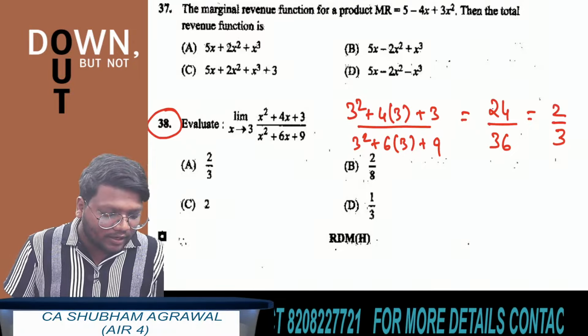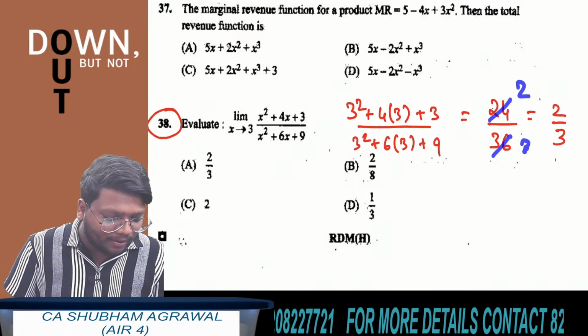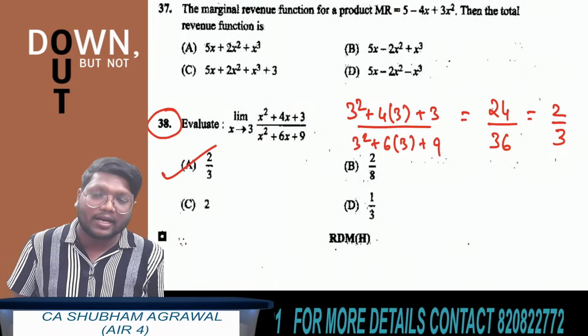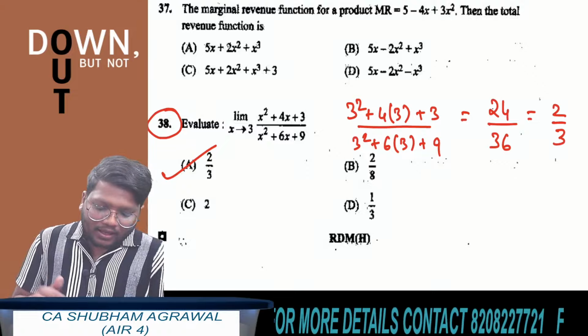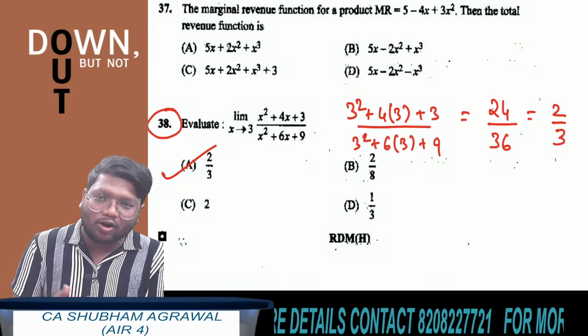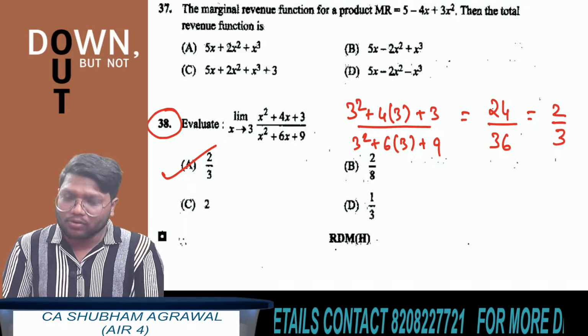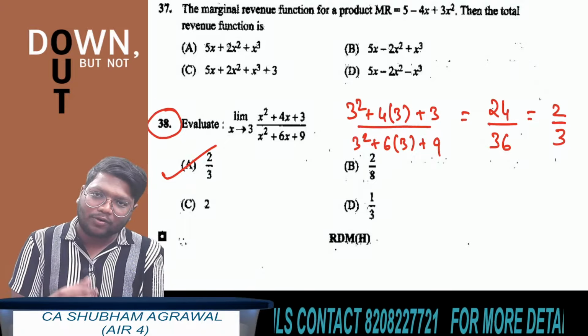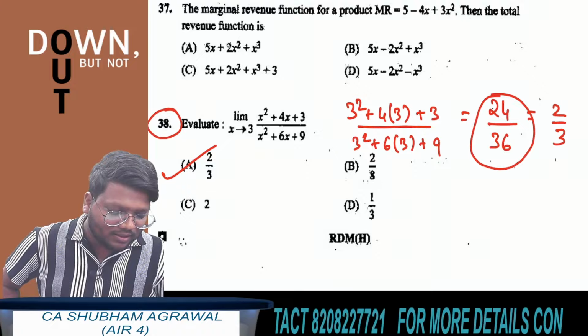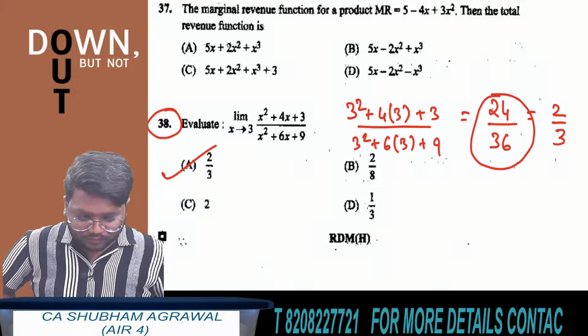24 by 36, this we can write as 2 by 3. 12 multiplied by 2 is 24, and 12 multiplied by 3 is 36. What is the answer? 2 by 3. Option A is the correct answer. In this question number 38, by putting the value of x as 3 in numerator and denominator, we are not getting the limit in 0 by 0 form. So this question is very simple. Just put the value of x in numerator and denominator, and by simplifying 24 by 36, we get 2 by 3.